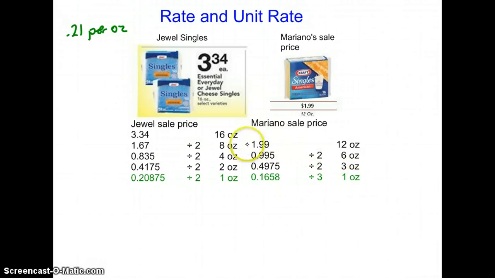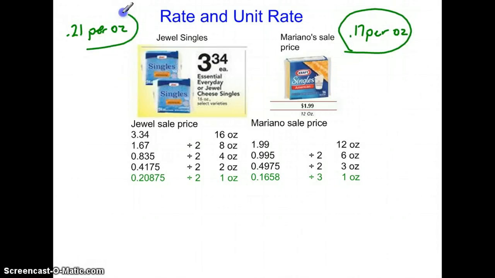So let's take a look at what's happening to the price this way. $1.99 divided by 2 is 99.5 cents. Divided by 2 is a little bit less than 50 cents. Dividing it by 3 in order to get to the unit rate of 1, Mariano's is saying that they will sell their cheese for approximately 17 cents per ounce. It definitely looks like Mariano's is the better buy.